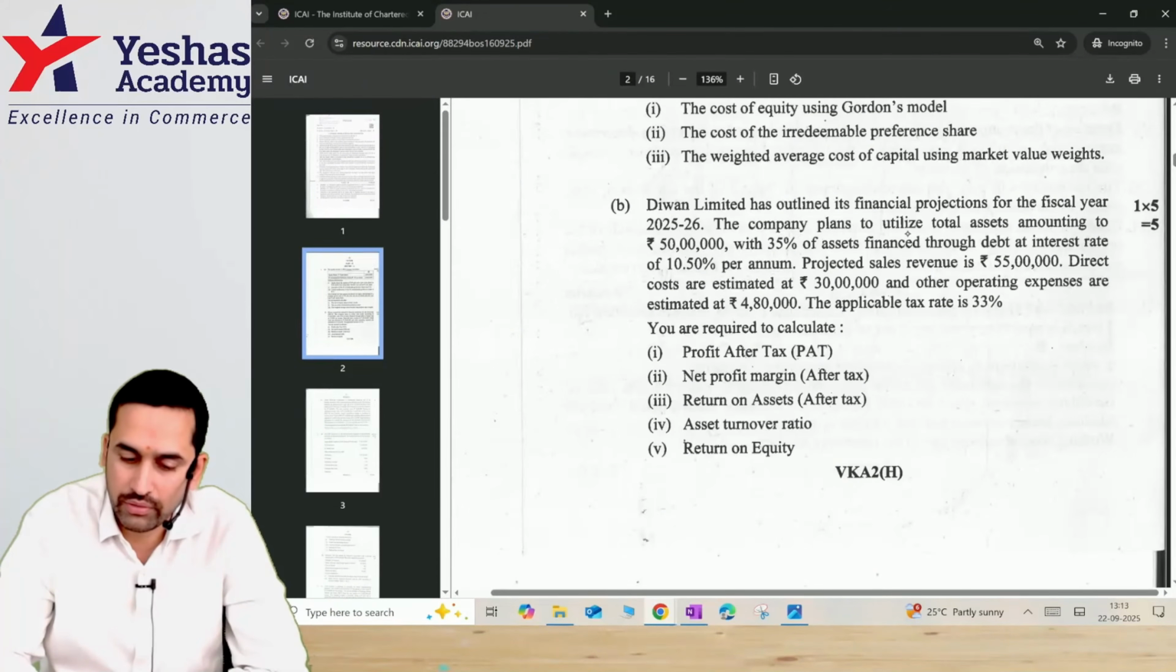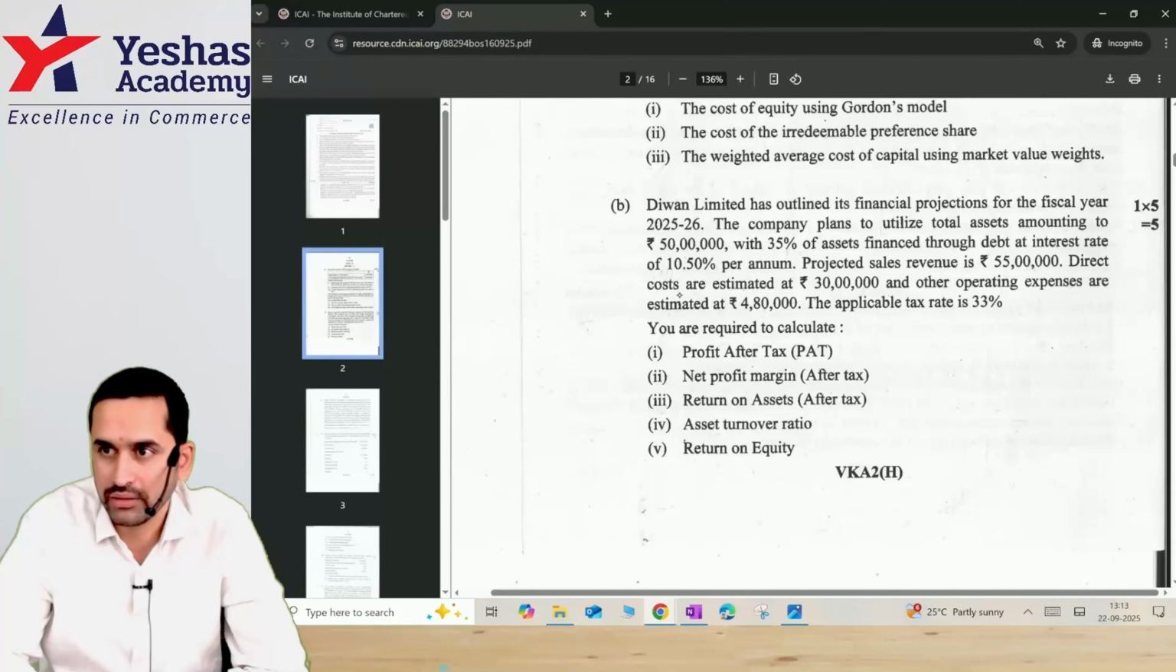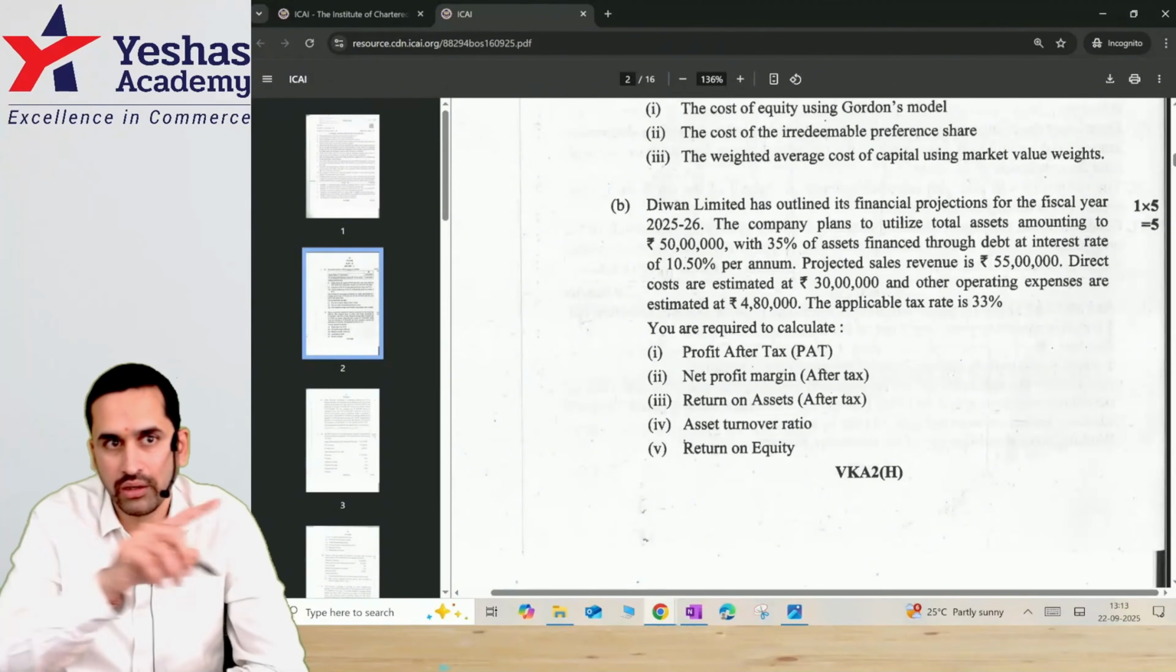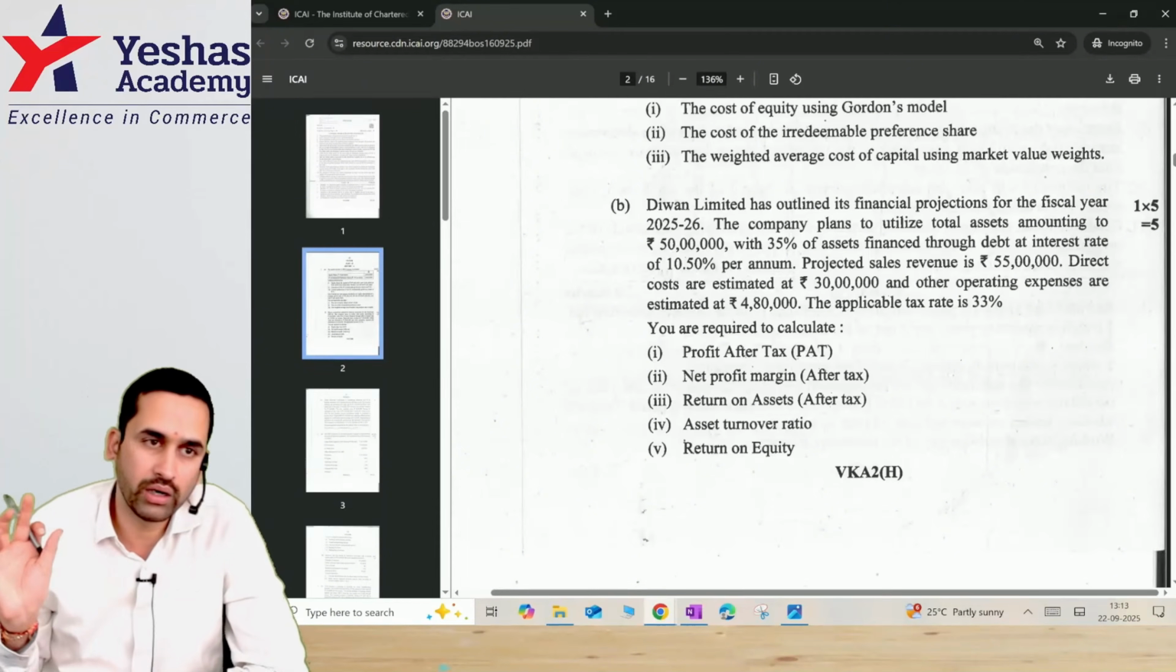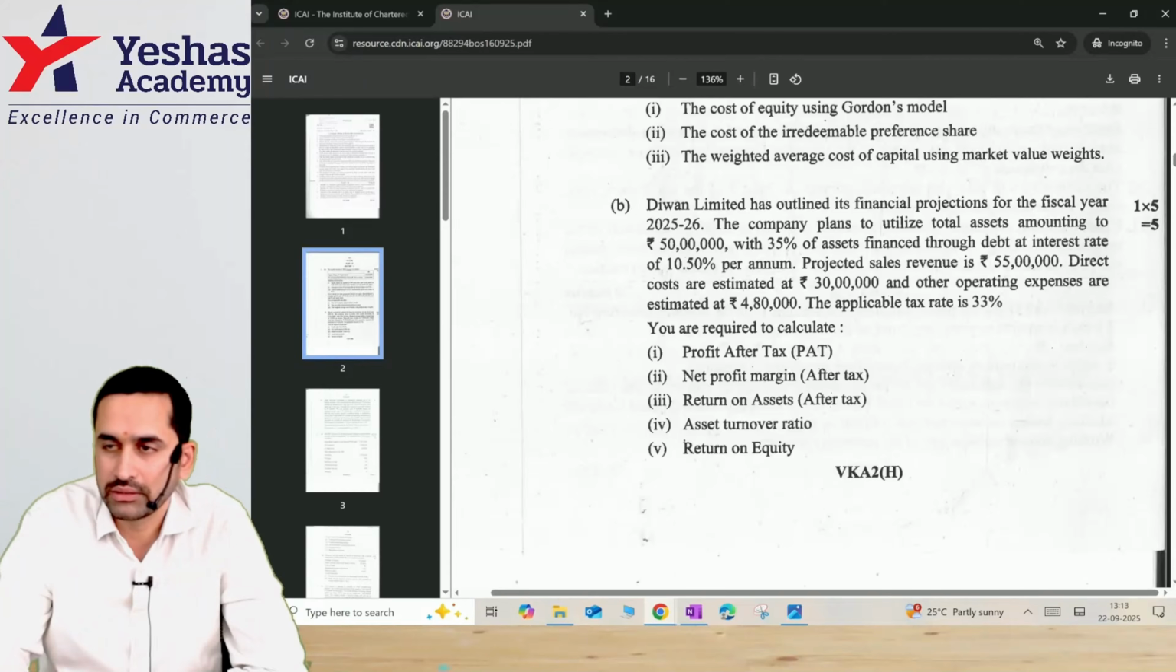They said they want assets 50 lakh, 35% is debt. That means balance should be equity. So you get earning available to equity shareholder divided by shareholders fund into 100. That's it. 5 marks. Very easy question from ratio analysis actually.